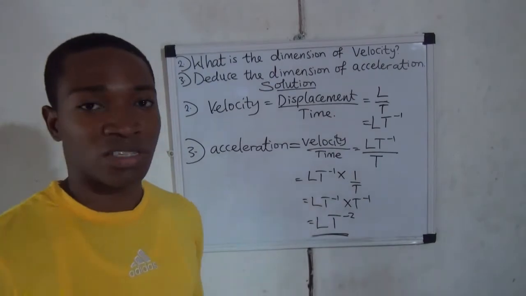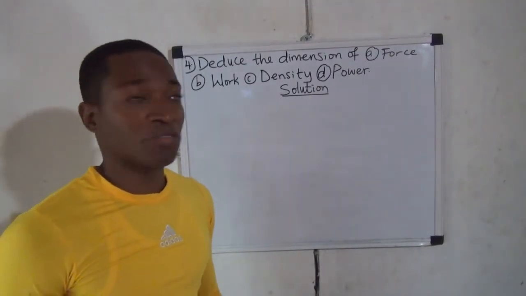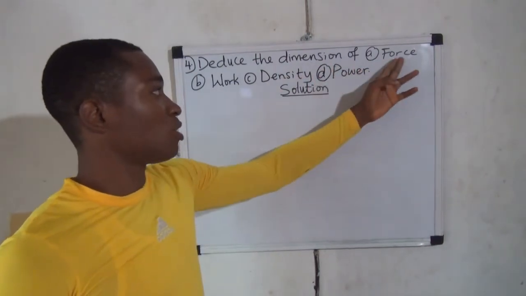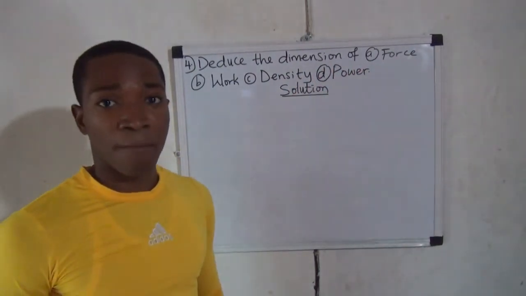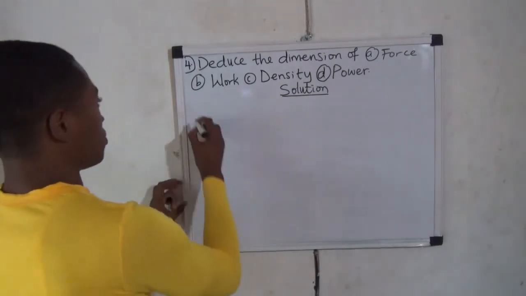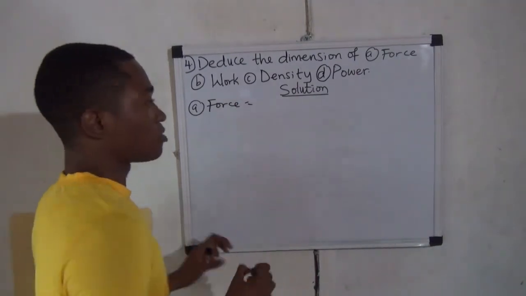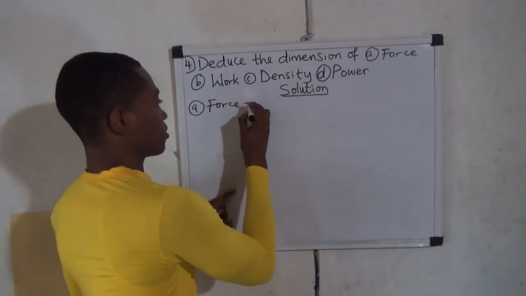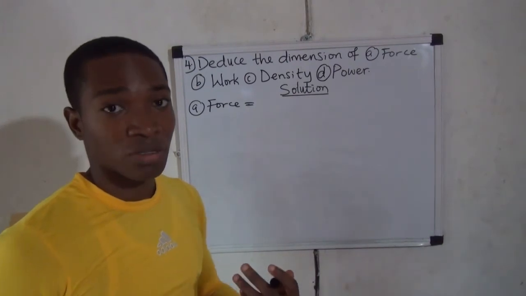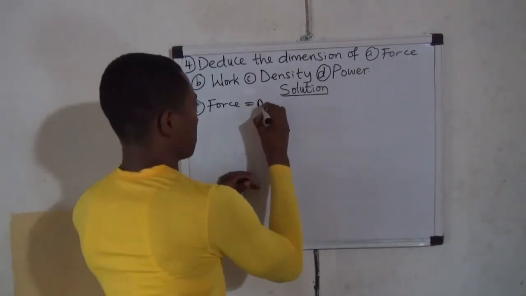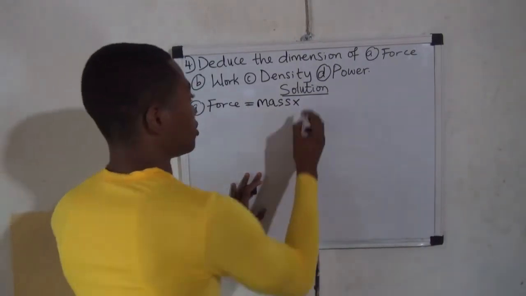Let's talk about other examples. The fourth example, you have to deduce the dimension of four physical quantities: force, work, density, and power. Let's start with the first one, the dimension of force. What is the formula for force? Mass multiplied by what? Mass times acceleration.